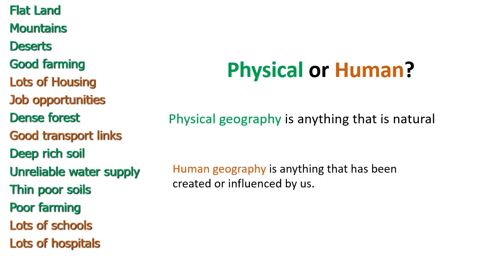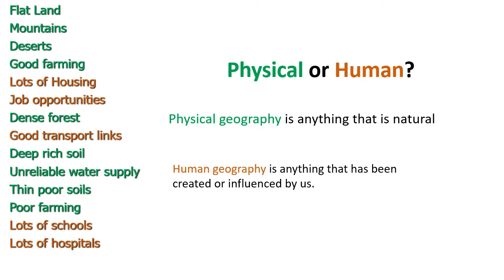Okay, so have you done it? So flat land, of course, we don't create the land. That's physical, because it's naturally flat. Mountains are naturally made, so they're both physical geography. Deserts are naturally made, so it's physical geography. Good farming, how rich the soil is, is a physical factor.